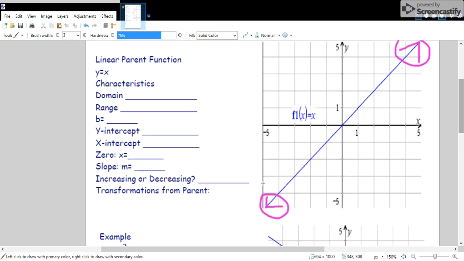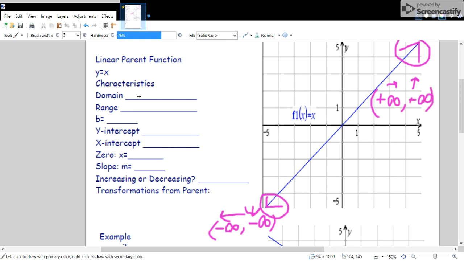So if we label our arrows first, this arrow is going to the left and down. Left means that our x is going to negative infinity. The down means our y is going to negative infinity. This arrow up here is going to the right and up, so that x is going to positive infinity, and the y is also going to positive infinity.